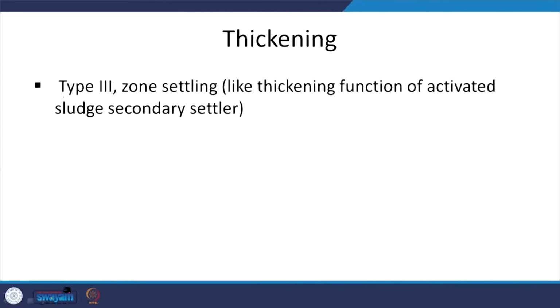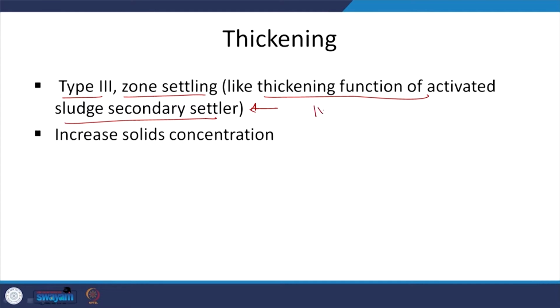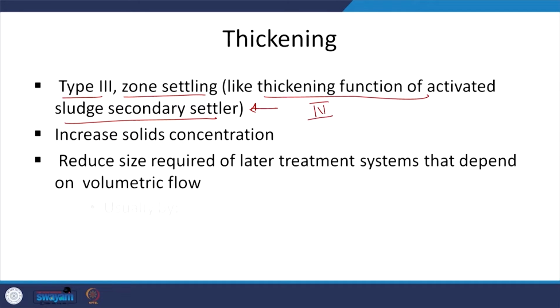Type 3 zone settling is where you have a clear interface between solids at low concentration, or water that is relatively clear at the top, and below, solids at high concentration. Then much further down you are going to see compression settling. We discussed this earlier, and we are not going to look at that in detail here. Type 3 or zone settling is like the thickening function of the activated sludge secondary settler. We discussed this in that context, you can go back and look at those aspects. Much further down you will also have type 4 or compression settling. So, we are trying to increase the solids concentration.